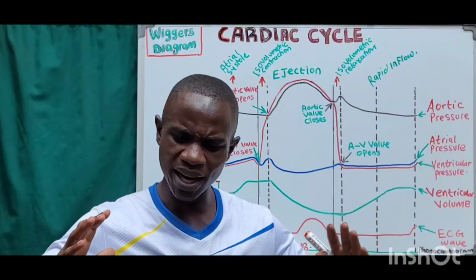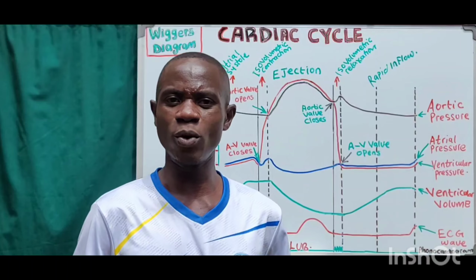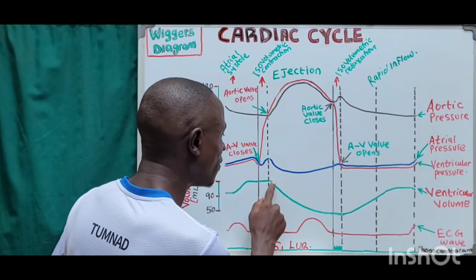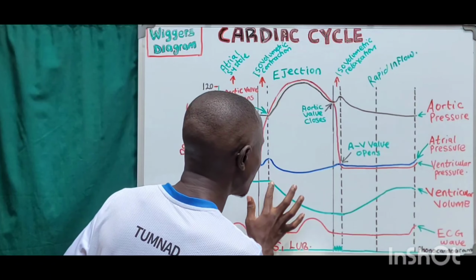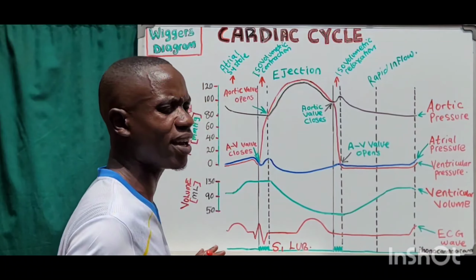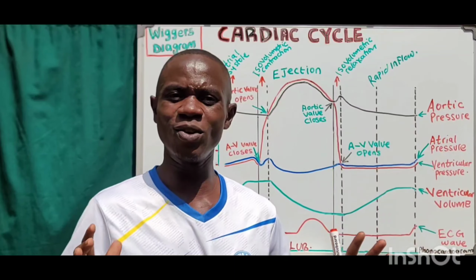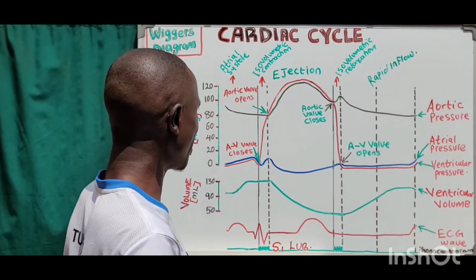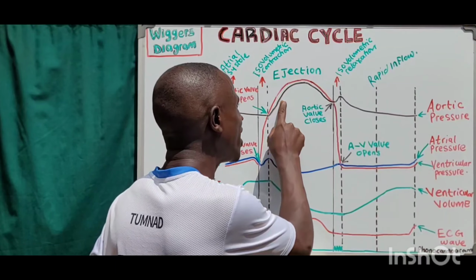And of course, as blood gets ejected out of the ventricles, what happens to the volume of blood within the ventricles? It has to decrease. That's why you see on the ventricular volume that, because blood is being ejected, the volume is decreasing very rapidly. That tells us that the ventricles are ejecting blood into the aorta.